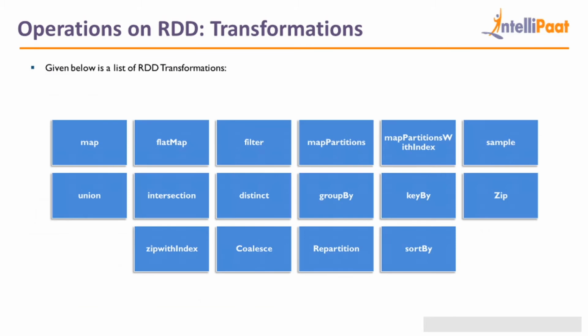So then we have certain transformations, certain examples of transformations, some of which we're going to be discussing in our hands-on tutorial section that we have later on. So map, flat map, map partition.